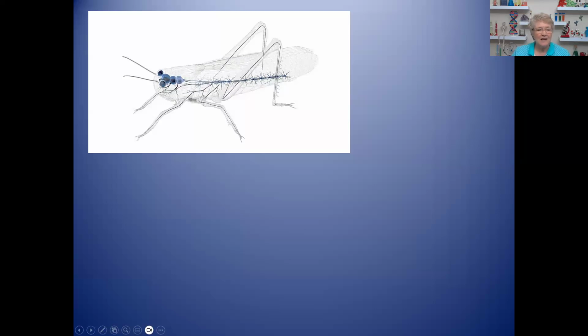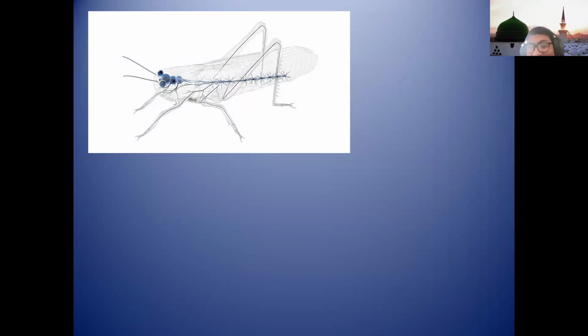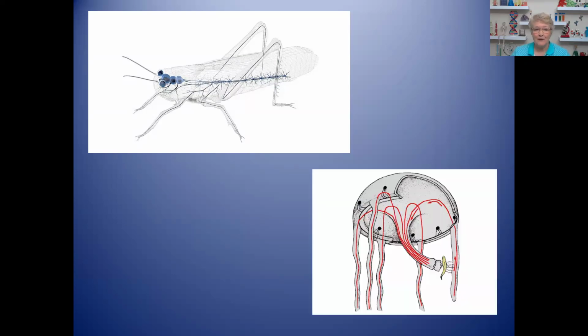And then jellyfish. Does a jellyfish have a nervous system? You think it does? Maybe. It's always a good answer, right? Don't commit. Yes, a jellyfish has a nervous system. So the red parts right here are the nervous system of the jellyfish. And a jellyfish is an animal.